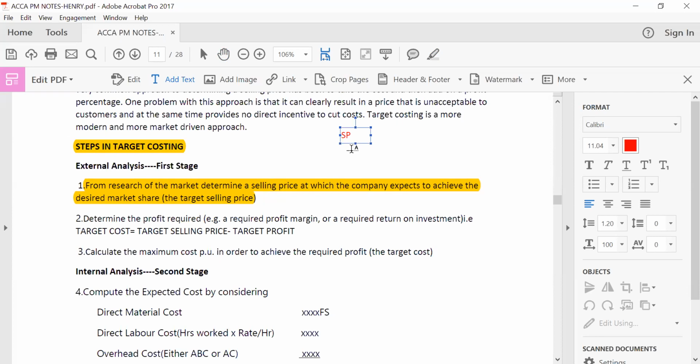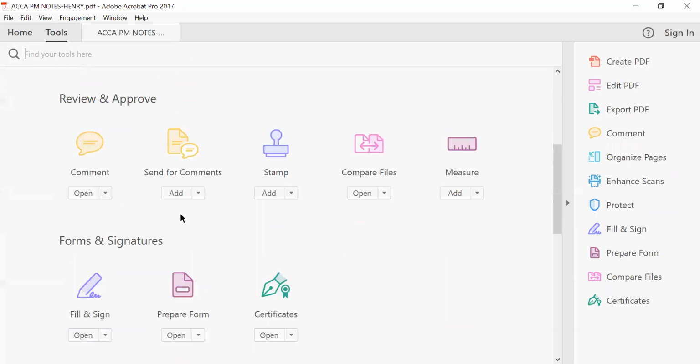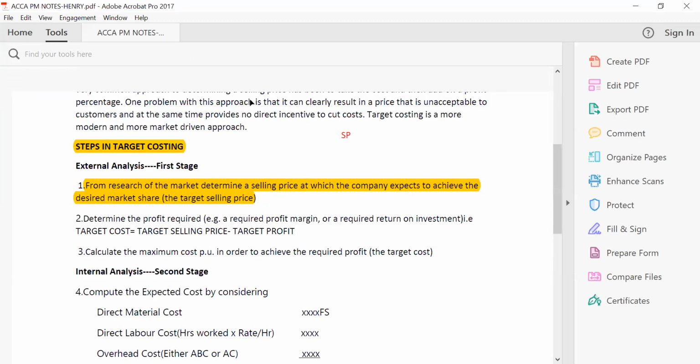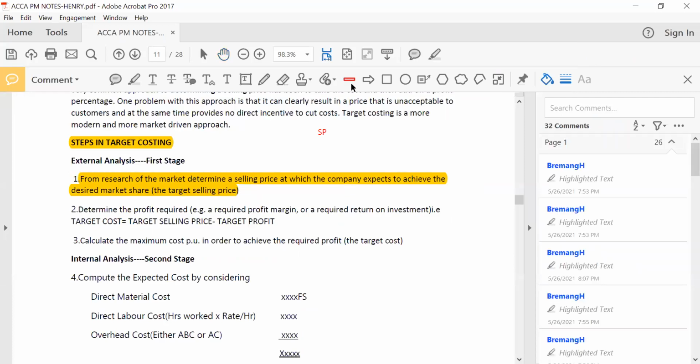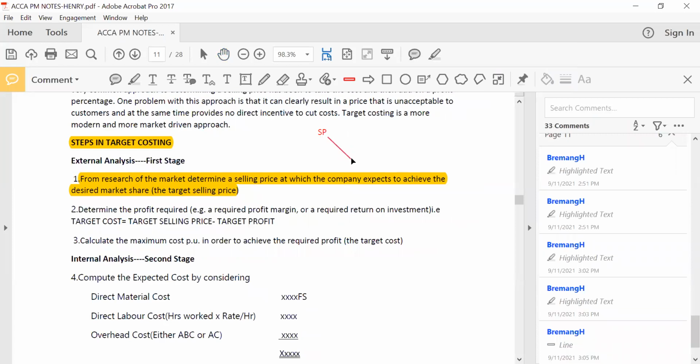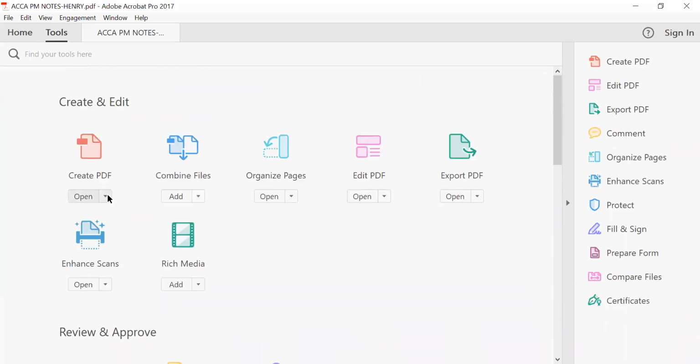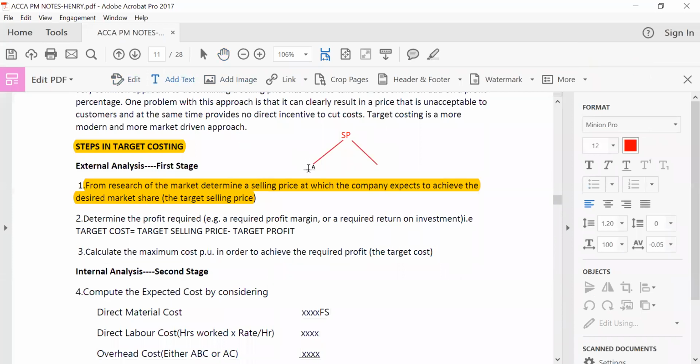And out of this selling price, we have to determine portions. Based on the selling price, I'm going to determine a portion which is going to be the cost price, and a portion which is going to be what? Profit, right? This is the sort of issue that we are basically looking at. So here is going to be the profit element, and the other side is going to be the cost price element.